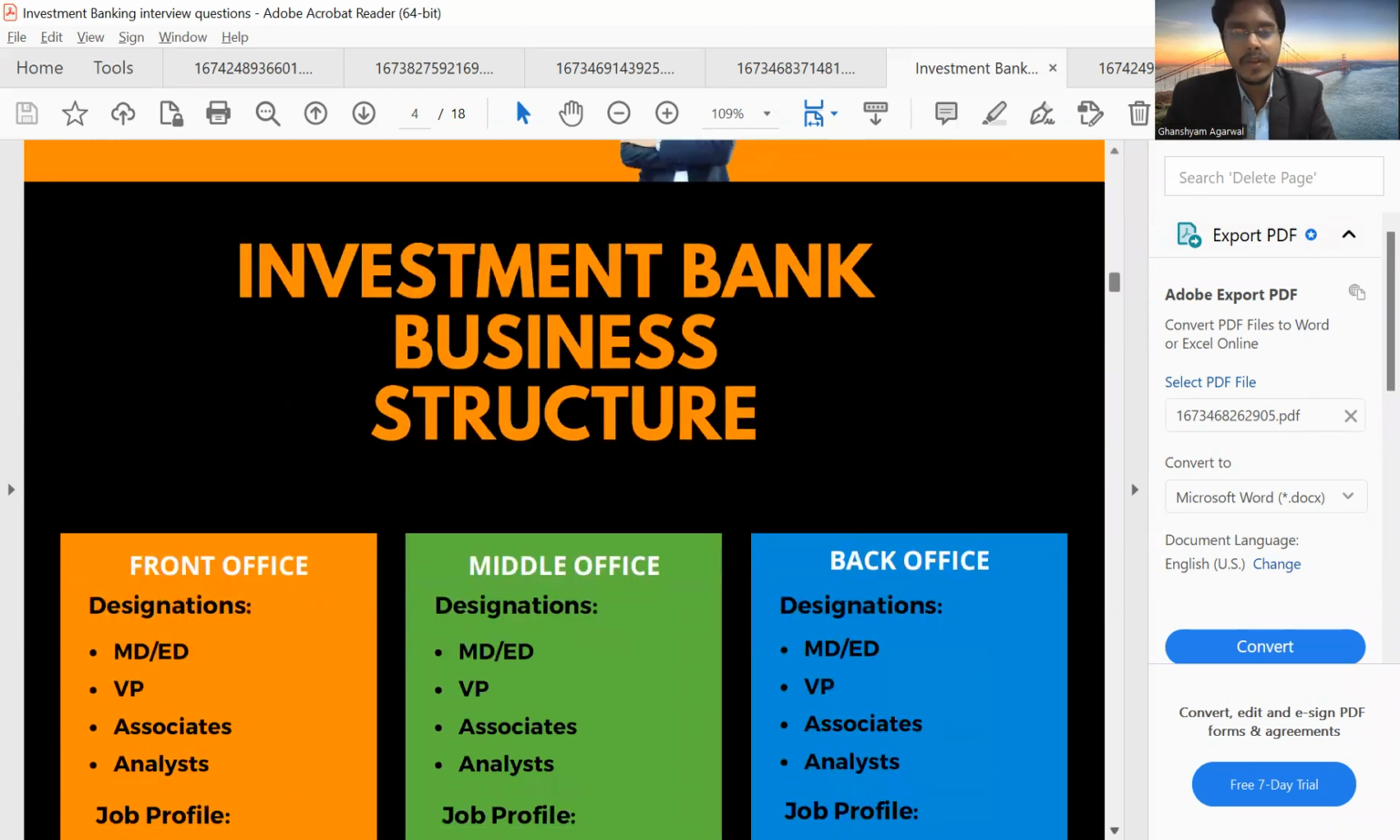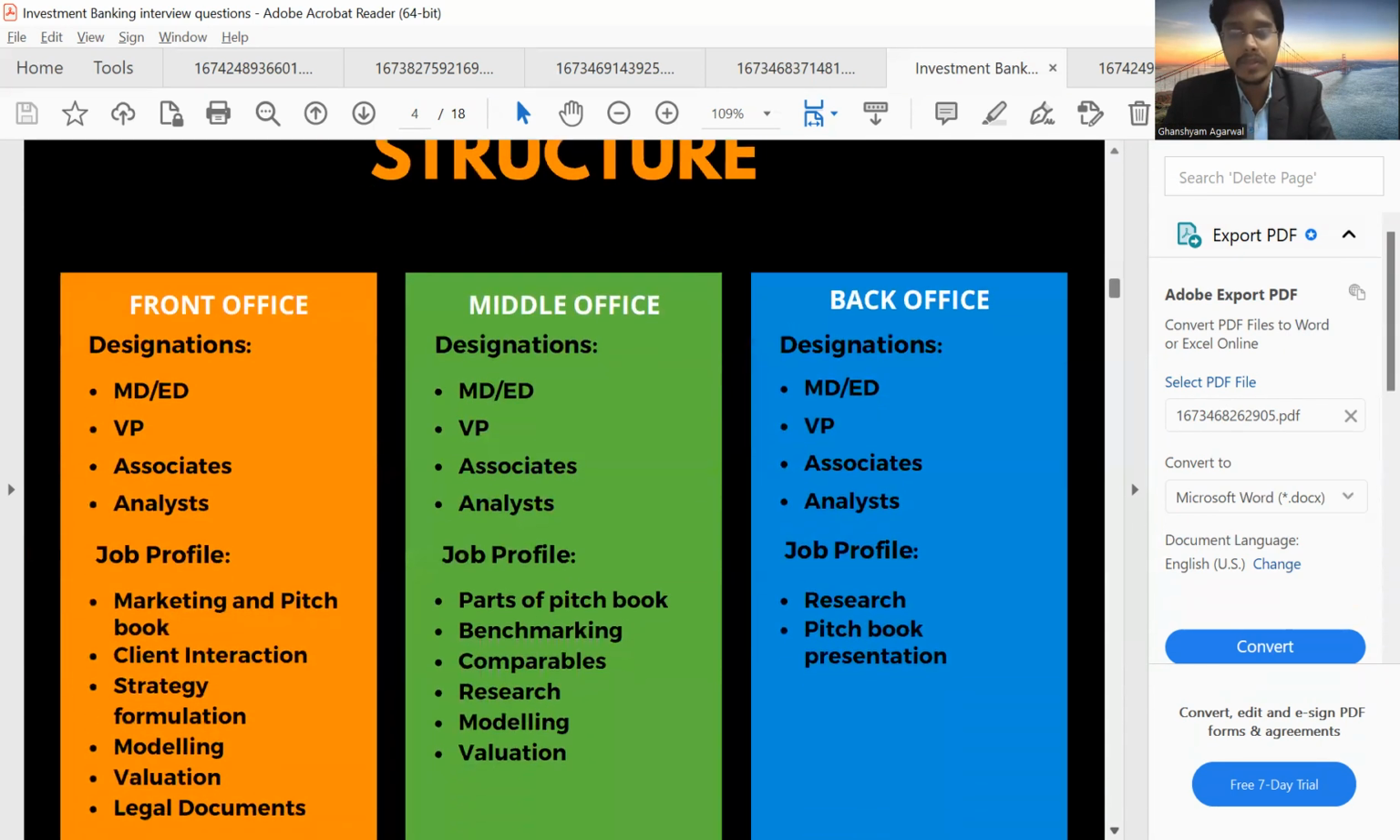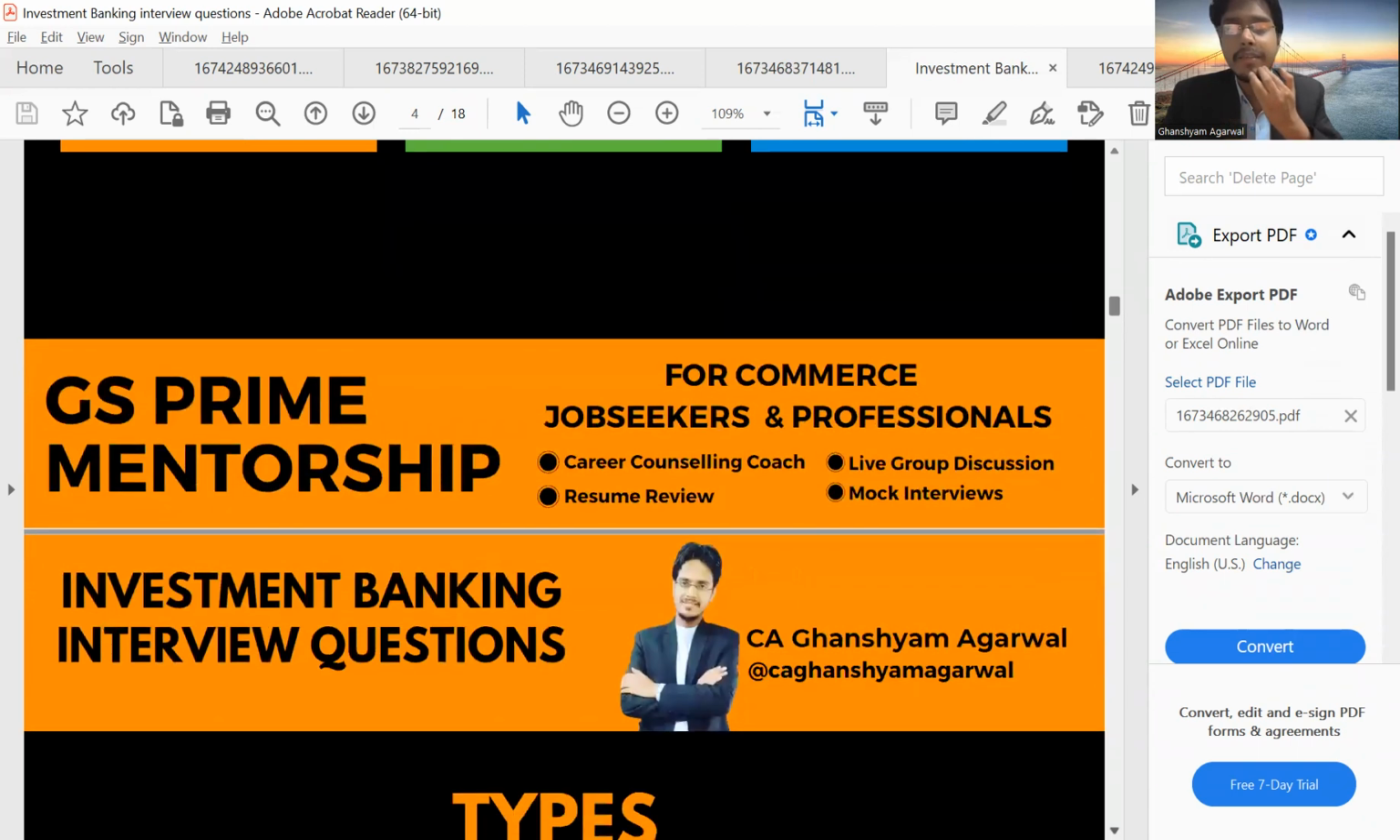There is front office, there is middle office, and there is back office work out here which you will be getting.